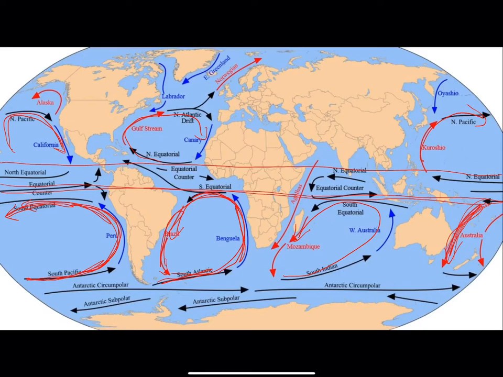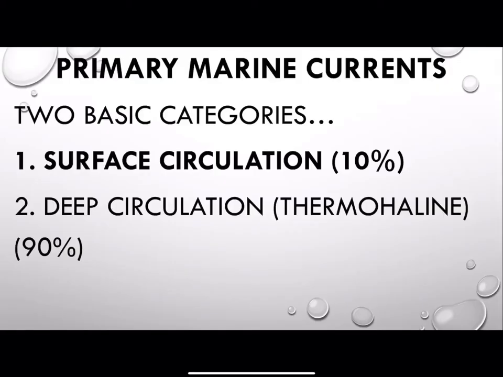Okay, great. Let's continue. So the two basic categories: first, we have the surface circulation, which covers about 10% of the seawater. And then we have deep circulation, and that is also known as thermohaline circulation.